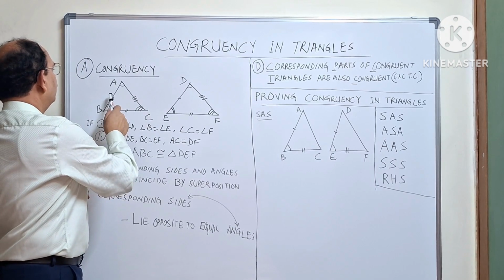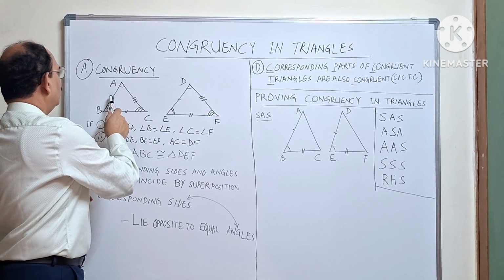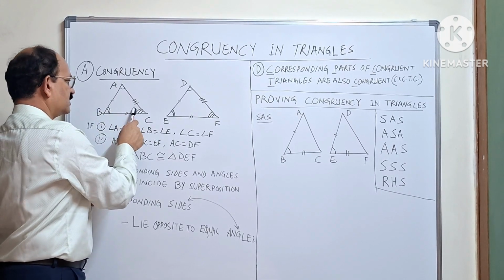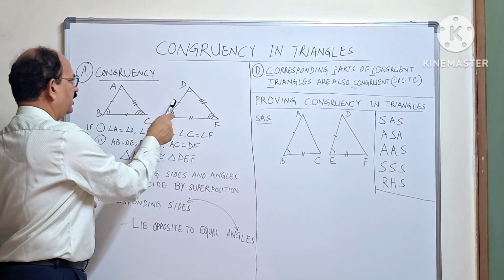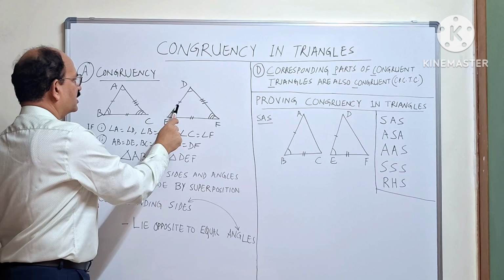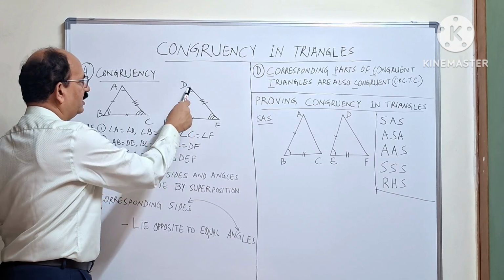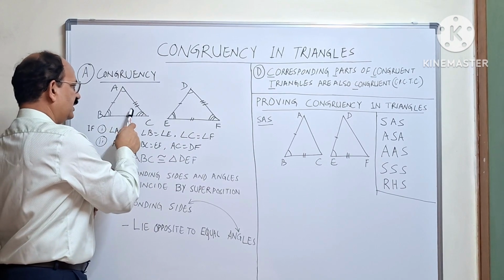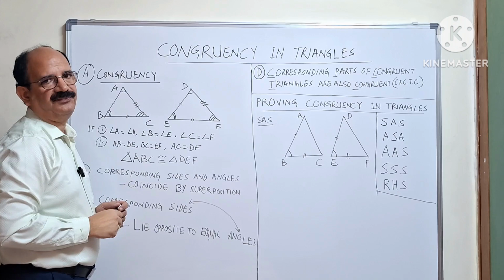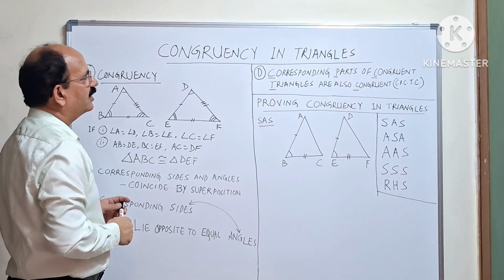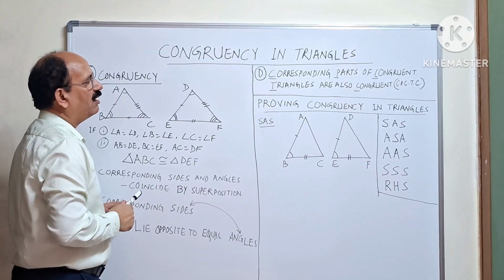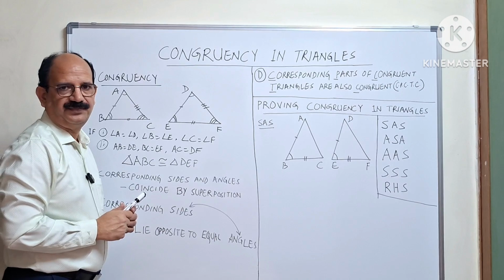Similarly, the corresponding angle for this side is angle C, and if AB and DE are equal, then the corresponding angle of DE in this triangle is F. So angle C will also be equal to F. That is what is meant by corresponding parts of congruent triangles are also congruent.